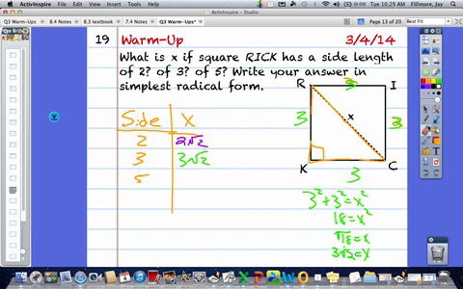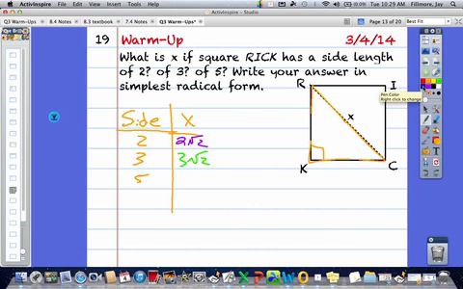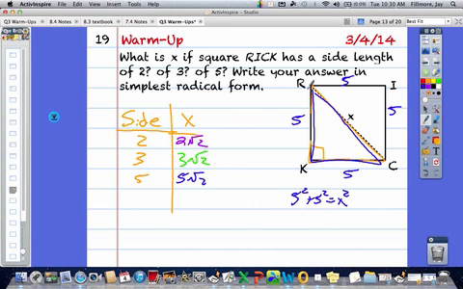Now you might be seeing a pattern forming here: when the side length was 2, x was 2 root 2. When the side length was 3, x was 3 root 2. So if this is 5, you might predict this would be 5 root 2. So 5 squared plus 5 squared should equal x squared in this right triangle here. So the square root of 50 is x, which does end up simplifying to 5 root 2.